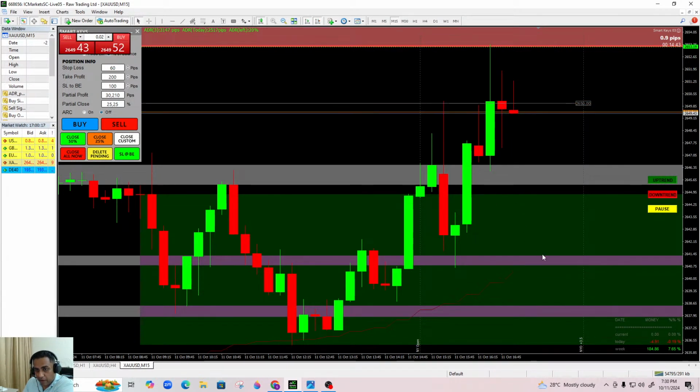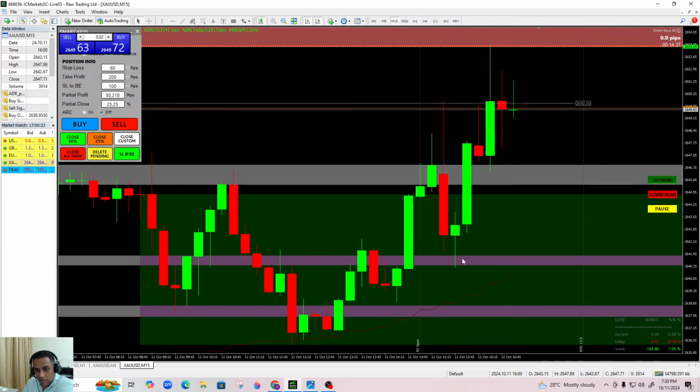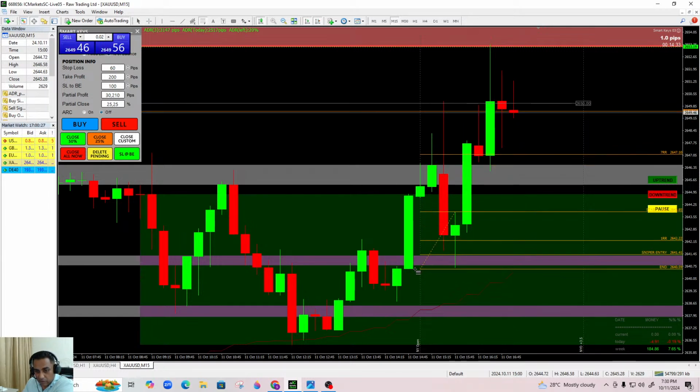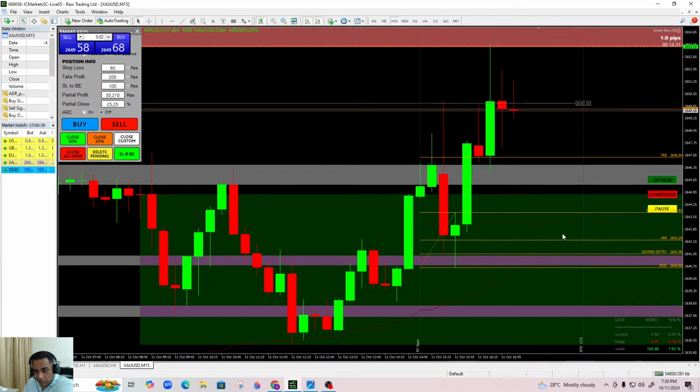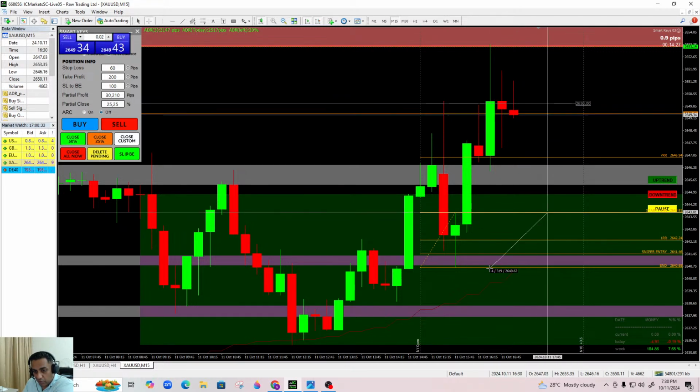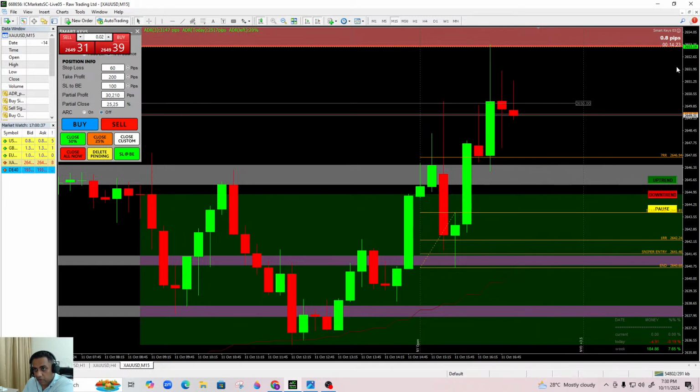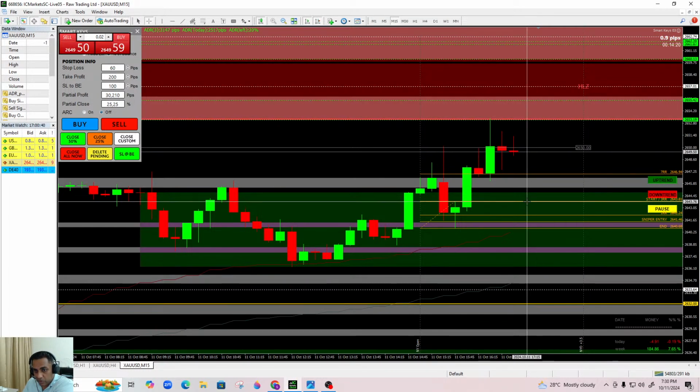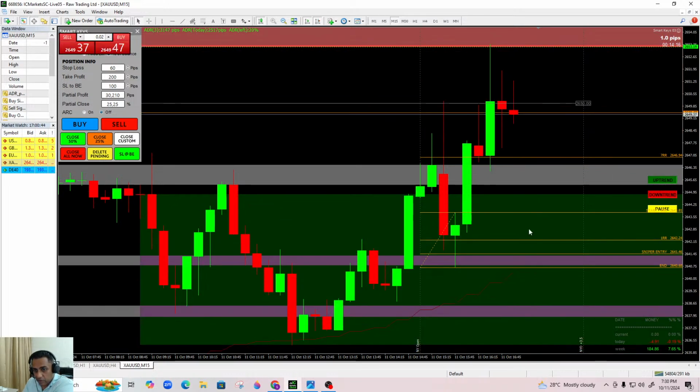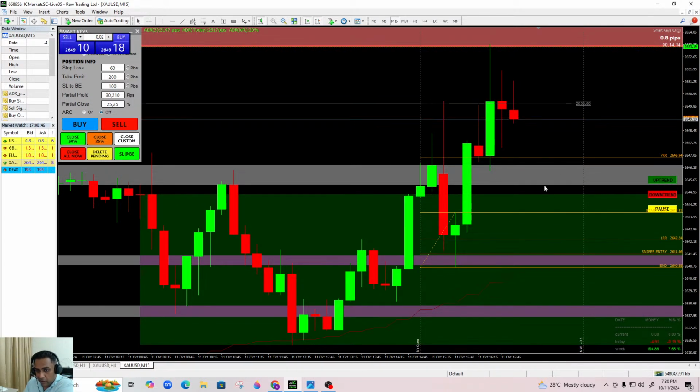Wait for the pullback. So here price did take out this. So this is kind of the area I want to take a trade at, maybe here. Stop loss about 30 pips to go up about 160 pips, right? That's the area I want to take a buy to go up.